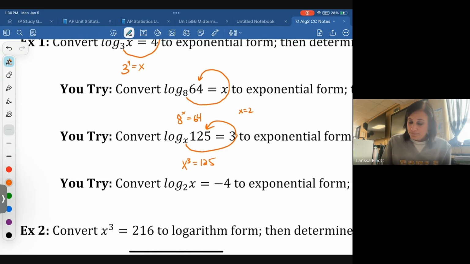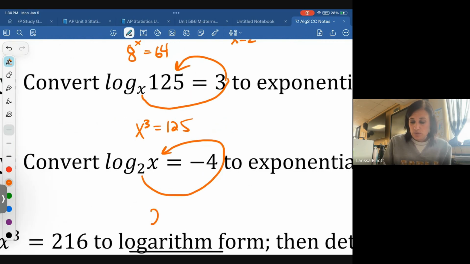All right, last one. 2 to the -4 equals x. And if I wanted to find that answer, I send that negative number downstairs, put a 1 over it. I know it's the denominator. I just say downstairs to be silly. And it looks like my final answer there would be 1 over 16.